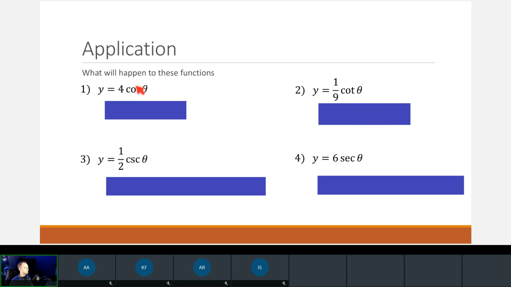Okay. All right, so number 1. What happens when the amplitude becomes a 4 for this cotangent of theta? What happens? Does the amplitude increase or decrease? It increases, yep. Oops, not cotangent. Oh, I'm jumping ahead. Hold on. Scratch that thought. That should be filled in.